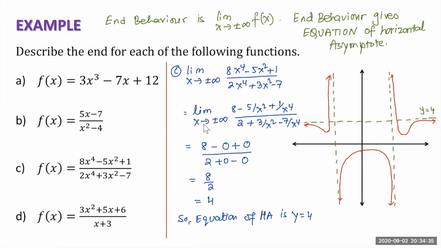Now you can clearly see when x approaches positive infinity, when x increases and becomes very, very large, this graph approaches closer and closer to that line y equal to 4. Similarly, when x approaches negative infinity, this graph gets closer and closer to the same line y equal to 4. That's why y equal to 4 is the horizontal asymptote.